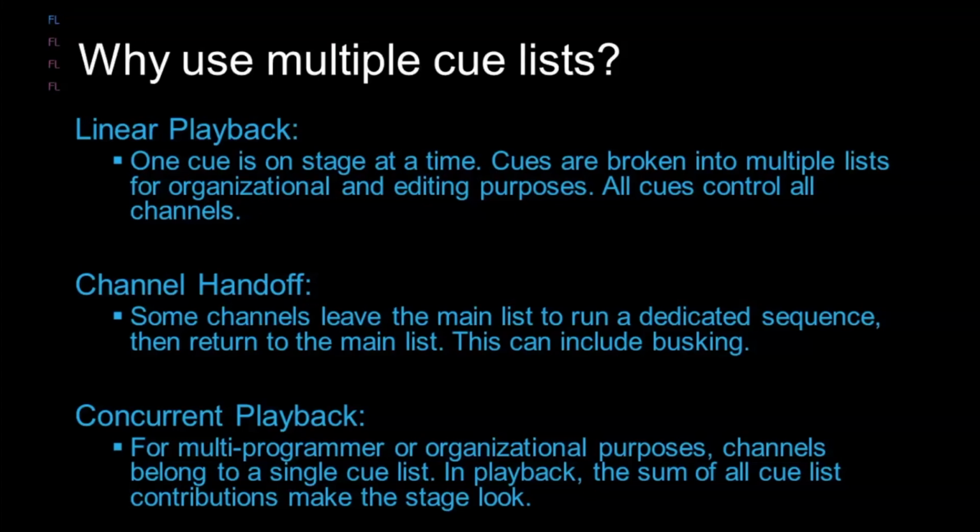The next one is something that we use in linear theater pretty often, which I called a channel handoff. That means you have a main cue list that is basically a single cue list environment, but at a certain point in the show, you may want to break off certain channels and allow them to do something more complex with a secondary cue stack, and then return them back to the main list.